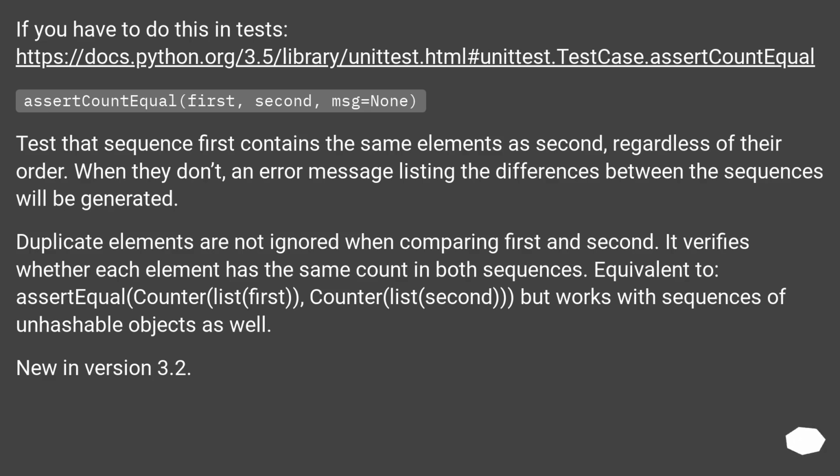Duplicate elements are not ignored when comparing first and second. It verifies whether each element has the same count in both sequences. Equivalent to assertEqual(Counter(list(first)), Counter(list(second))), but works with sequences of unhashable objects as well. New in version 3.2.